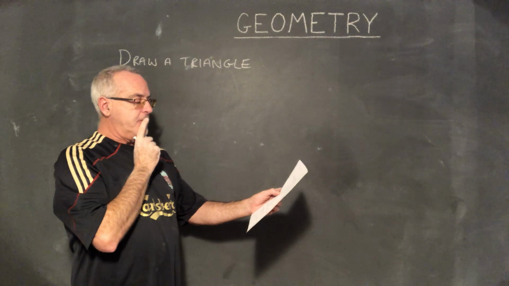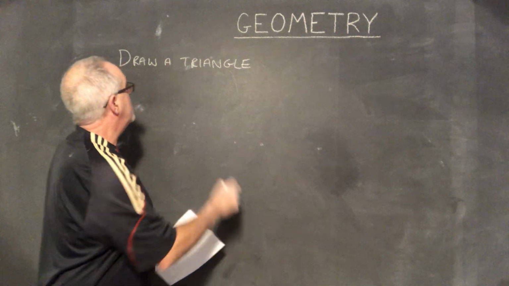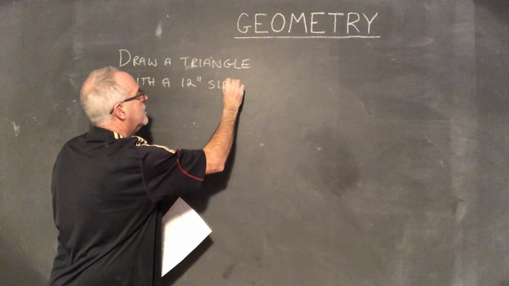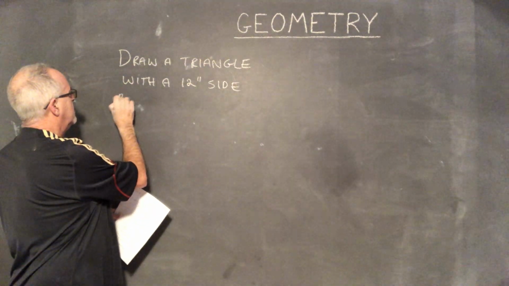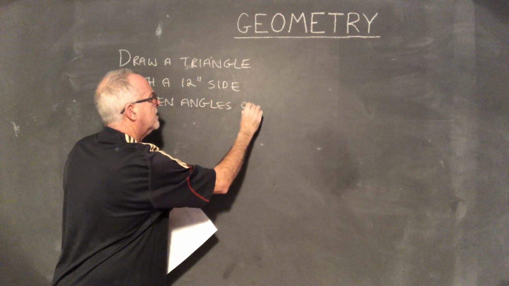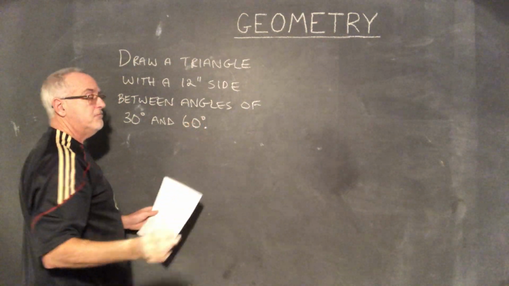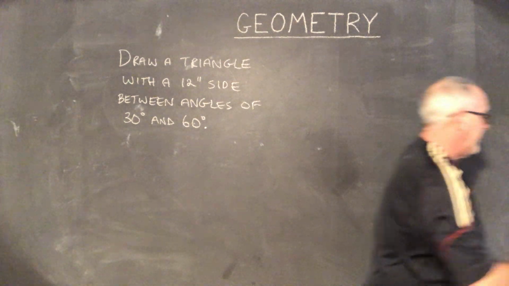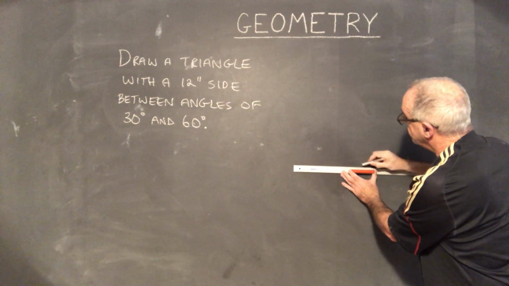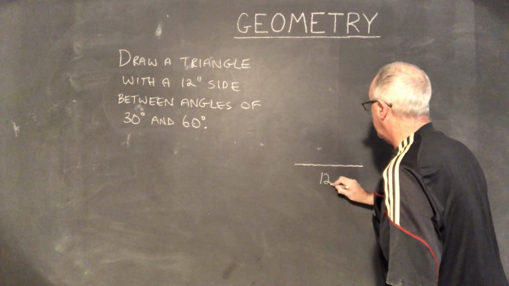Looking at this next one and thinking about it, I'm going to have to use the protractor for this. A 12-inch side between angles of 30 degrees and 60 degrees. Okay, so I need a 12-inch side, so it's kind of an easy starting point. That happens a lot, where you start by just drawing a line. You know how long you need to make it. 12-inch side. There it is. And I'll even label it as being 12 inches long.